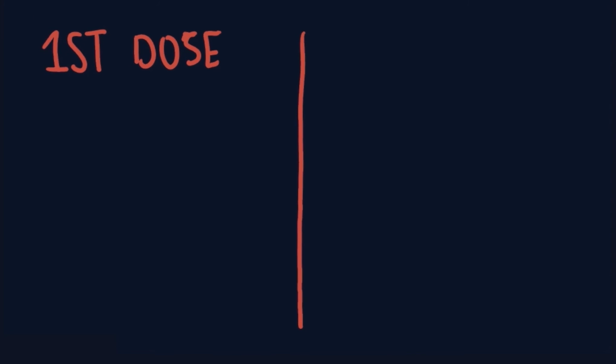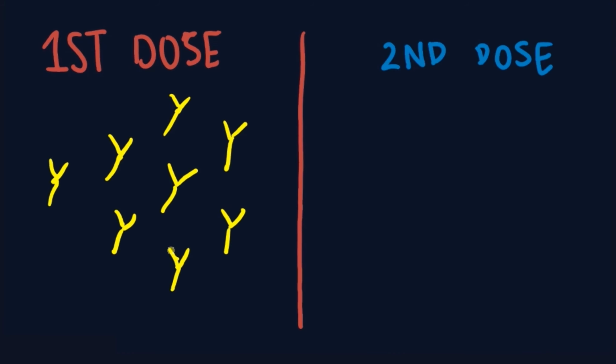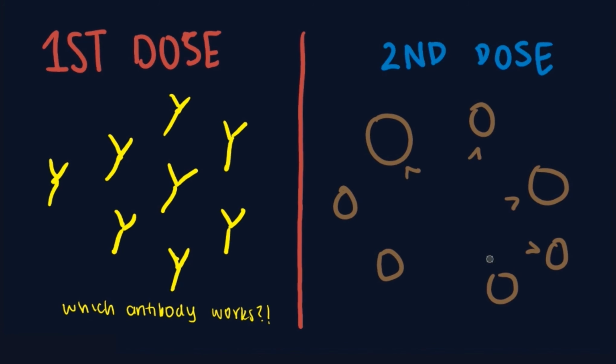The first dose allows the immune system to find the antigens, while the second dose trains the immune system to fight against the harder dose.